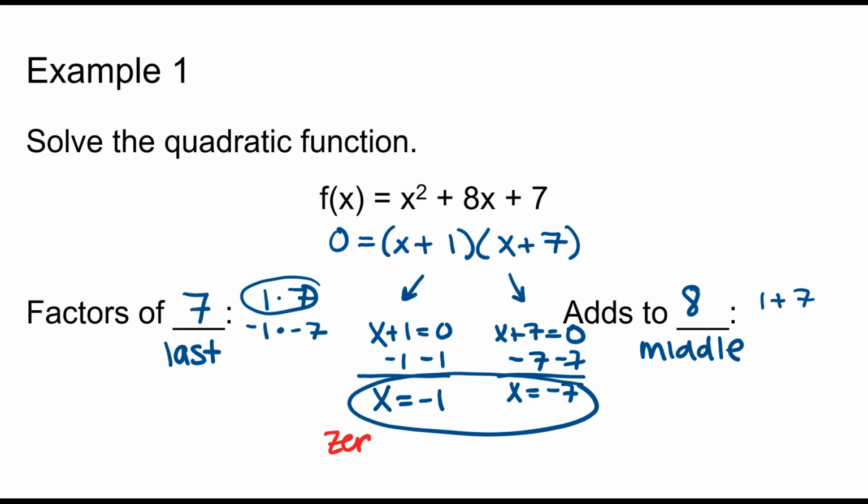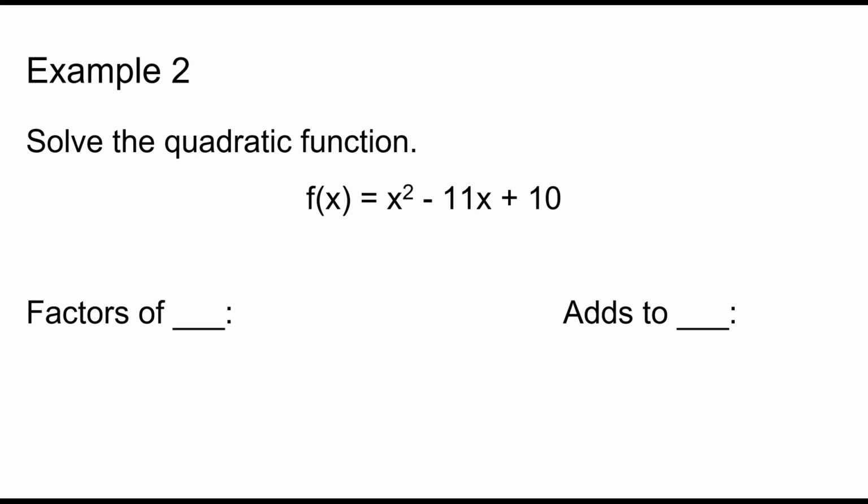These are the solutions, or the zeros. How do they relate to the factors? Well, we had a positive 1, but the 0 was negative 1. We had a positive 7. The 0 was negative 7. We'll do 3 more together.